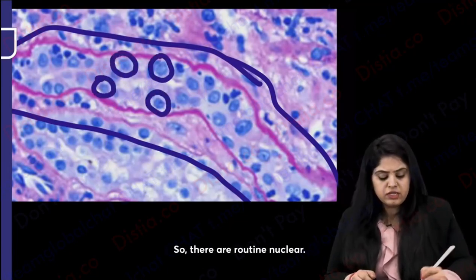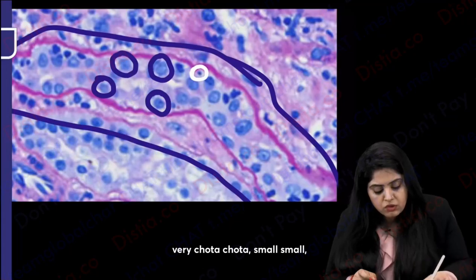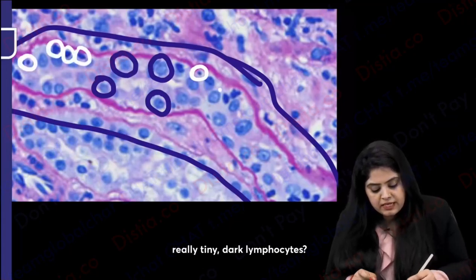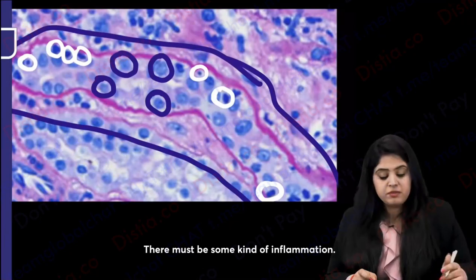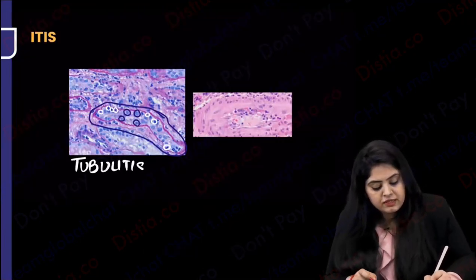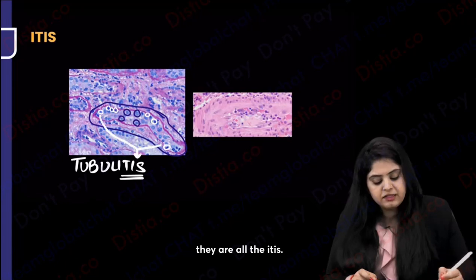So yeah, there are routine nuclei. But other than that, can you see some very small, really tiny dark lymphocytes? So where are they coming from? There must be some kind of inflammation. This basically refers to tubulitis. These white things that I have marked, they are all the itis, they are the lymphocytes.